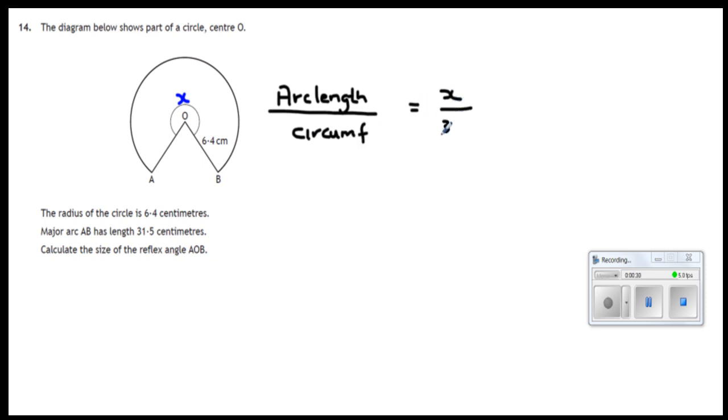Now both of them are fractions of what you've got in the circle, so that's part of the arc and that's the whole circumference, so that's a bit of the arc out of the whole thing and that's a bit of the angle out of the whole thing. So you can use this as well.